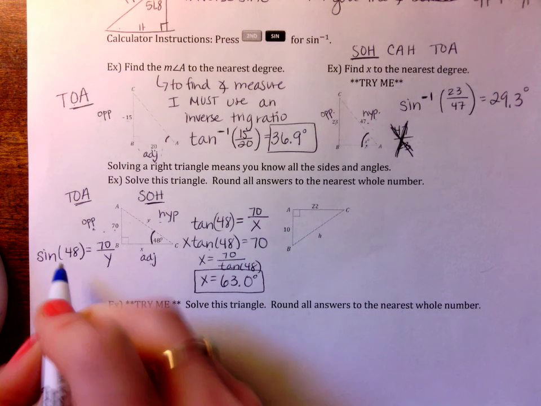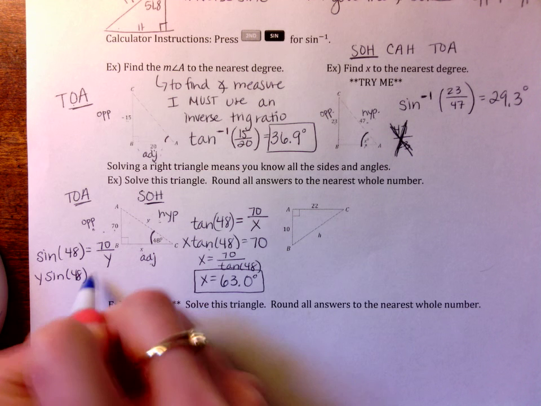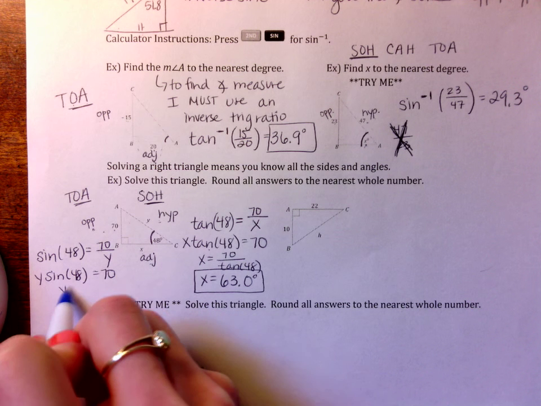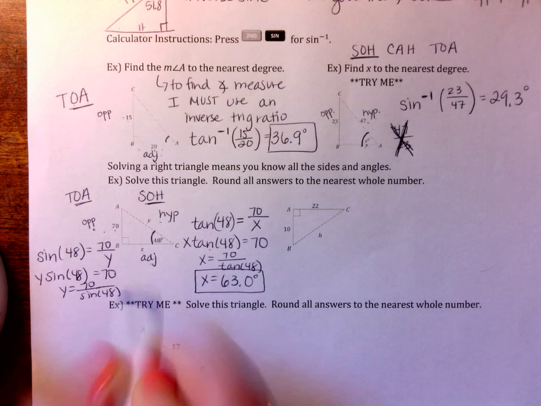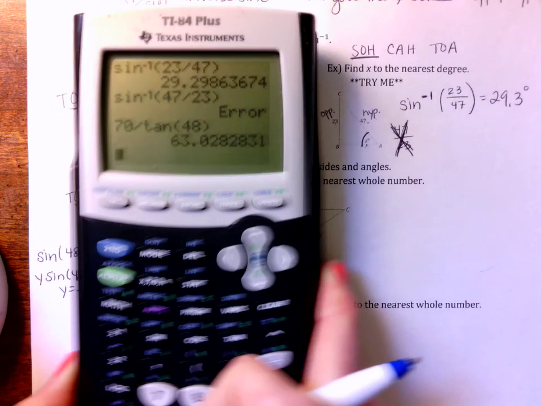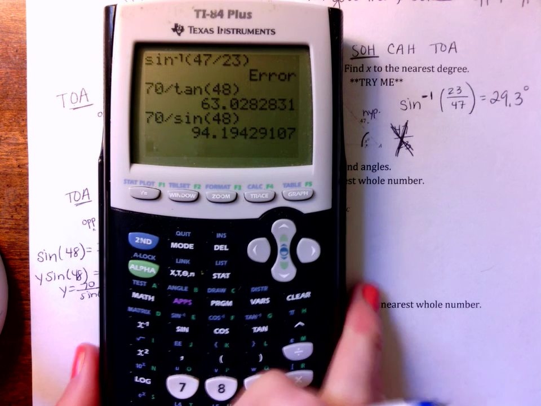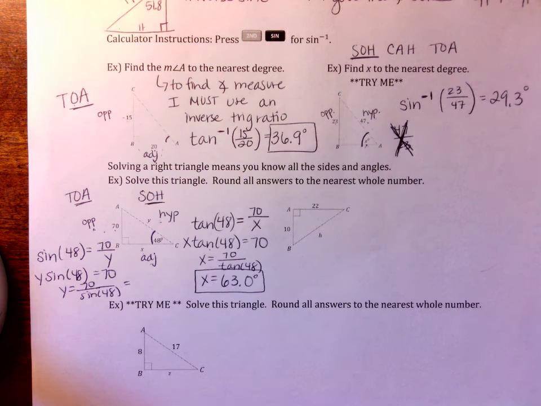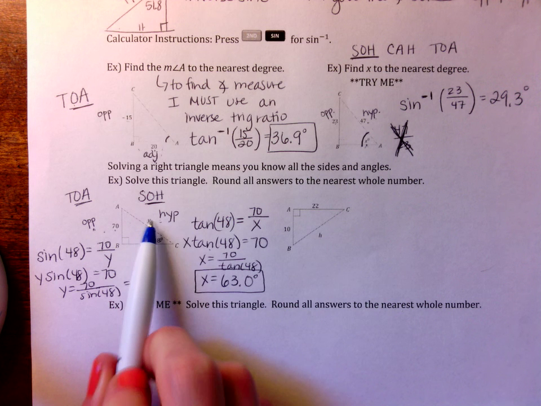We'll do some magical algebra again. We get y sine 48, we're just multiplying, equals 70. y equals 70 divided by sine 48. y is one number, and that is equal to 70 divided by sine 48, 94. And if you want to check yourself, think about 94. Is that bigger than my other two sides? Yes, it is, which is good because this is the hypotenuse.